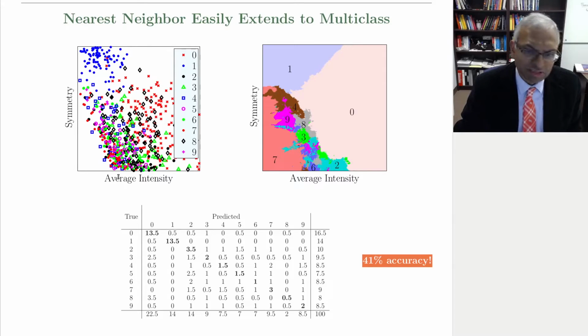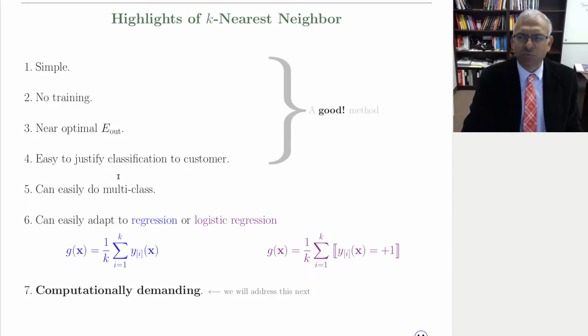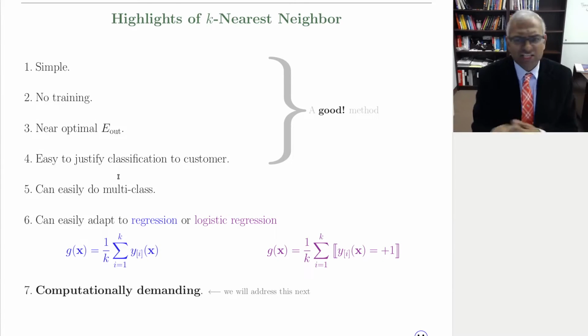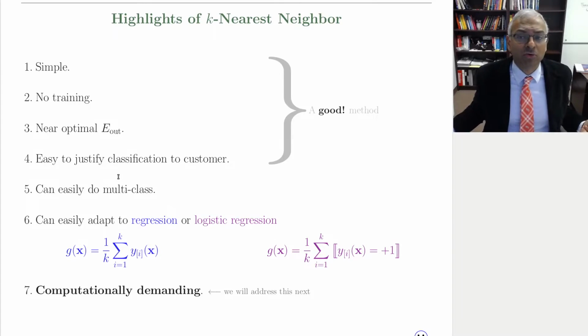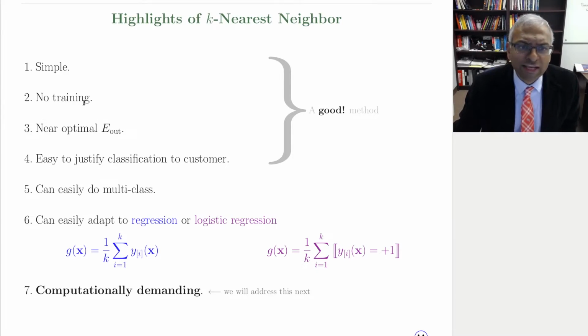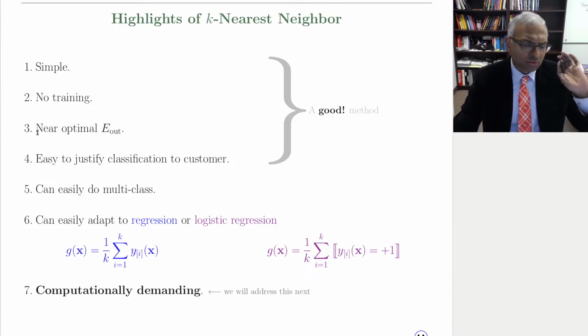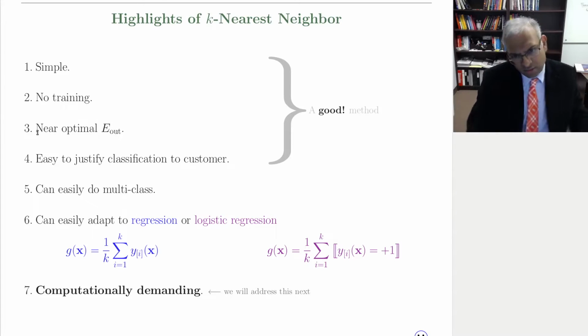Okay. And now let me summarize the nearest neighbor model. It's a very powerful model. So let me start with what's great about the nearest neighbor model. It's simple. Wow. You can explain it to a 5-year-old. In fact, it's what the 5-year-old uses probably. No training. Okay. Near optimal E out, especially with, you know, a suitable choice of k, for example, k equals 3 or k equals square root of n, and enough data.